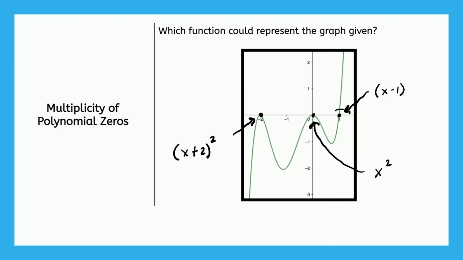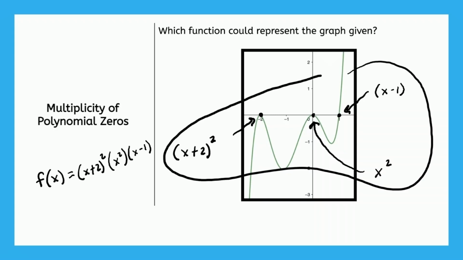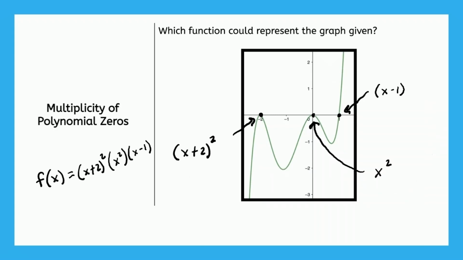Now, what about multiplicity? It looks like the graph crosses the x-axis at this point, so the exponent on this factor needs to be odd. The most likely exponent on this factor would actually just be 1, because if we had a 3 or a 5 or a 7 as the exponent, then this graph would make kind of a squiggly S shape as it's crossing the x-axis, but in this case it doesn't do that. So given all of these factors from the zeros on the graph, one possible function to represent the graph would be f of x is equal to (x + 2) squared times x squared times (x minus 1).